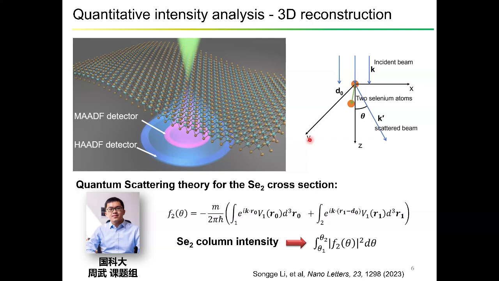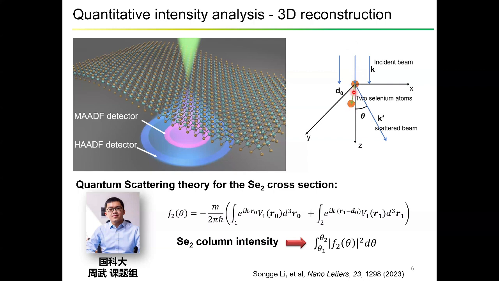How do we do that? We use the quantum scattering theory to calculate the cross-section of a selenium column. Because if a ripple or a wrinkle exists in a 2D material, because there's an inclined angle in the monolayer material, the two selenium atoms will be displaced a little bit, so they will not be very well aligned to each other. Okay, so it has a very, very small displacement, and this displacement will introduce a phase difference when the electrons go through these two atoms.